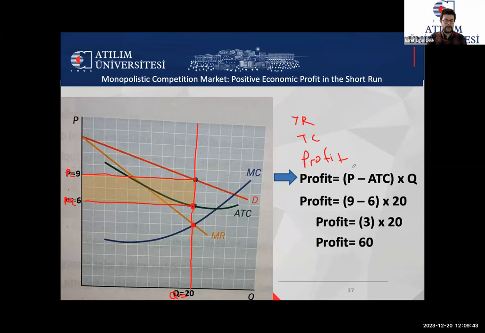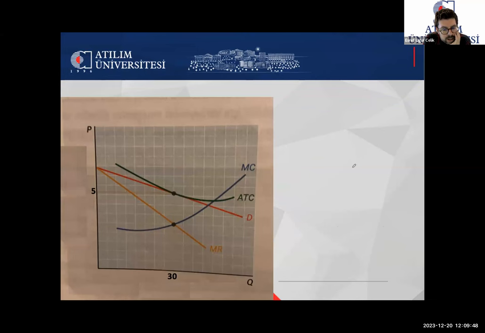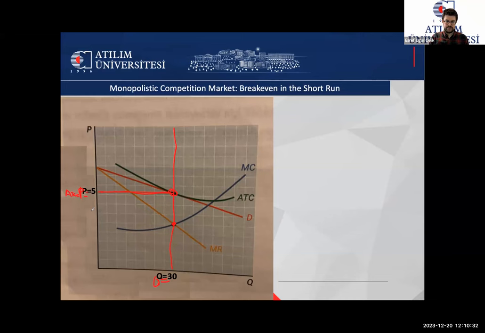Another one. Let's do it together. First, we find the intersection point of marginal cost and marginal revenue. Then draw the direct line. Then the bottom part shows the quantity. The intersection point of the direct line and demand shows the price. Second step, the intersection point of the direct line and ATC shows ATC. So ATC is equal to price, so profit is zero.